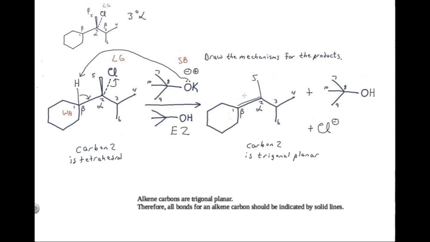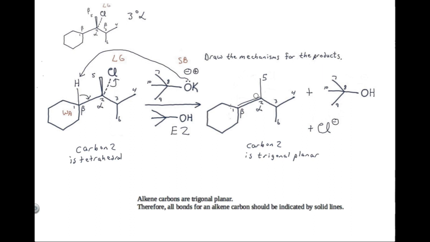In the starting material, carbon 2 was tetrahedral, and carbon 5 was located in front of the page. But when carbon 2 changed to an alkene, the geometry changed to trigonal planar, so carbon 5 would move from in front of the page to the plane of the page, the same plane as carbons 1 and 3.